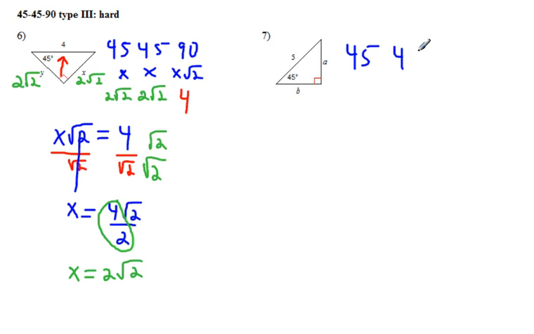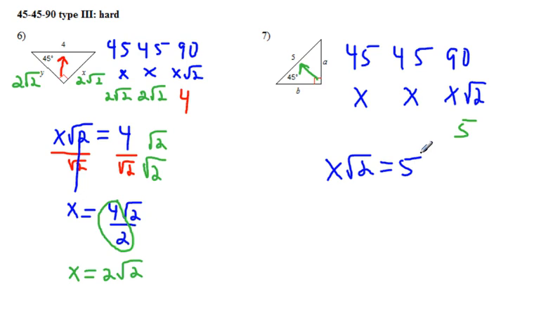45, 45, 90. x, x, x root 2. That 5 is opposite from the 90. So that 5 is going to go right there. So we set up our same equation. x root 2 is equal to 5.